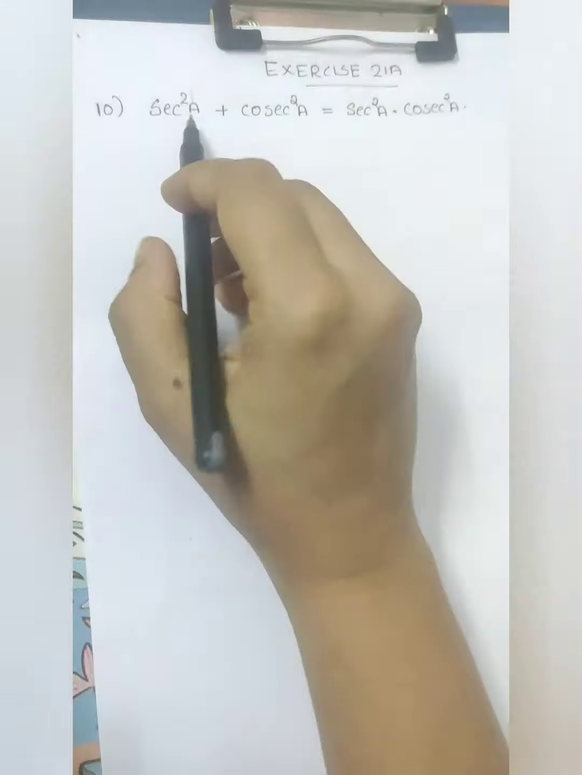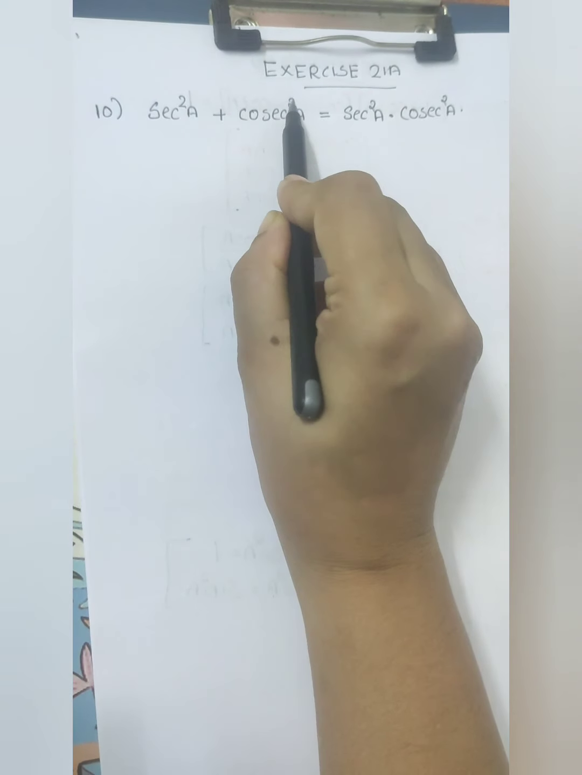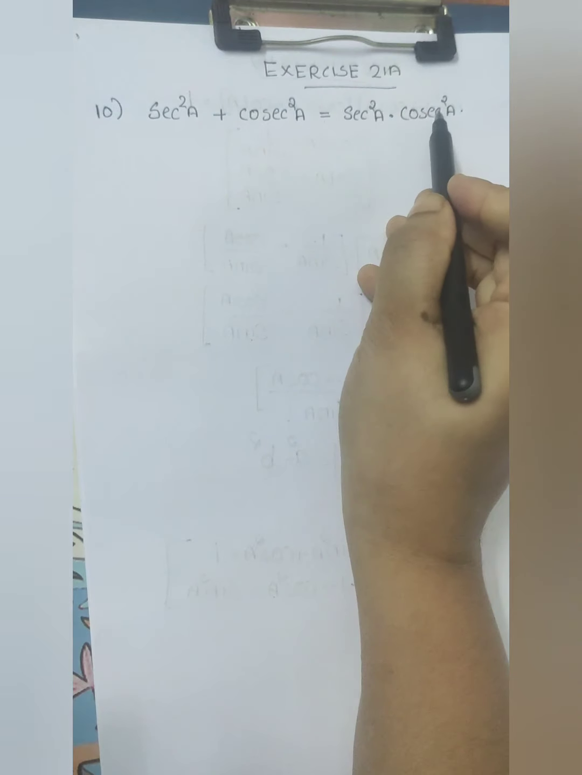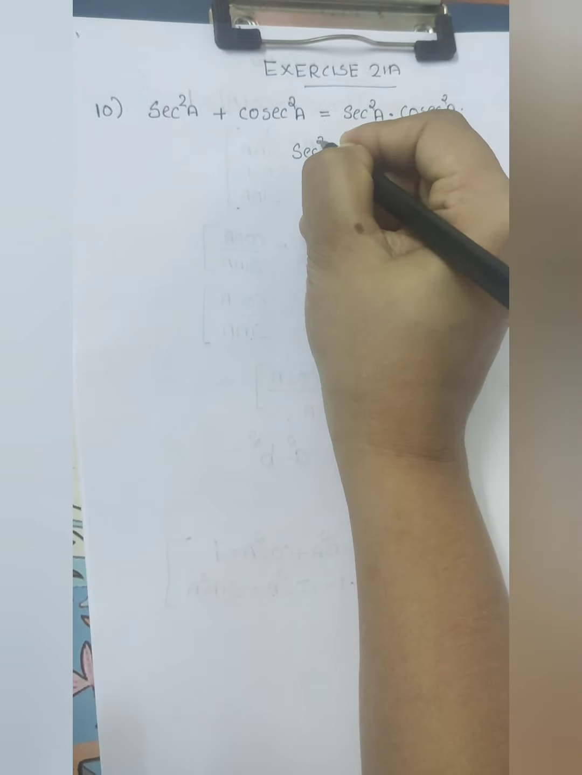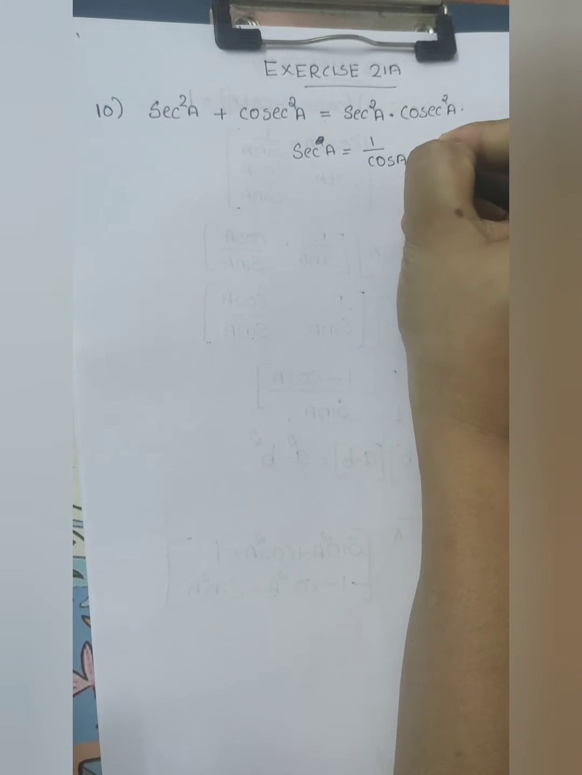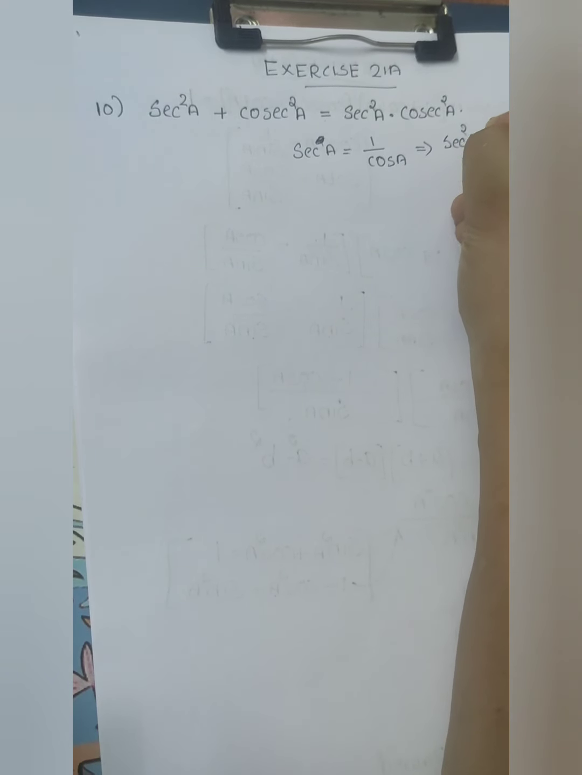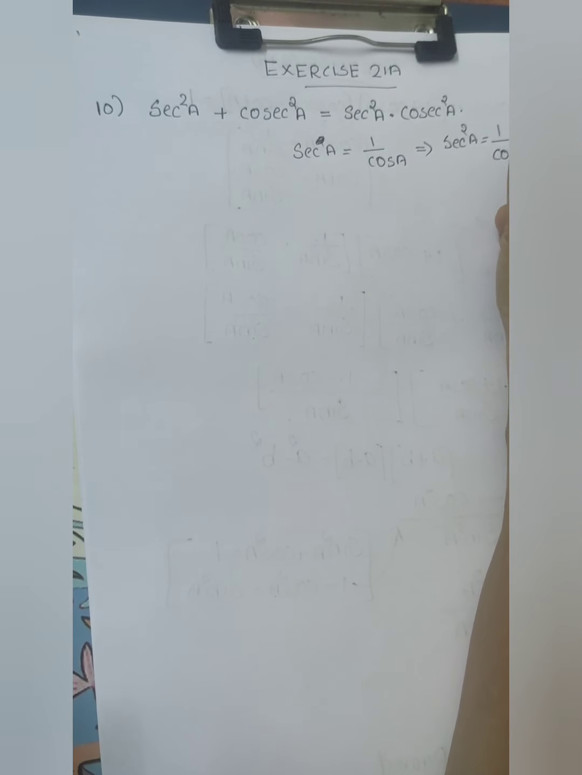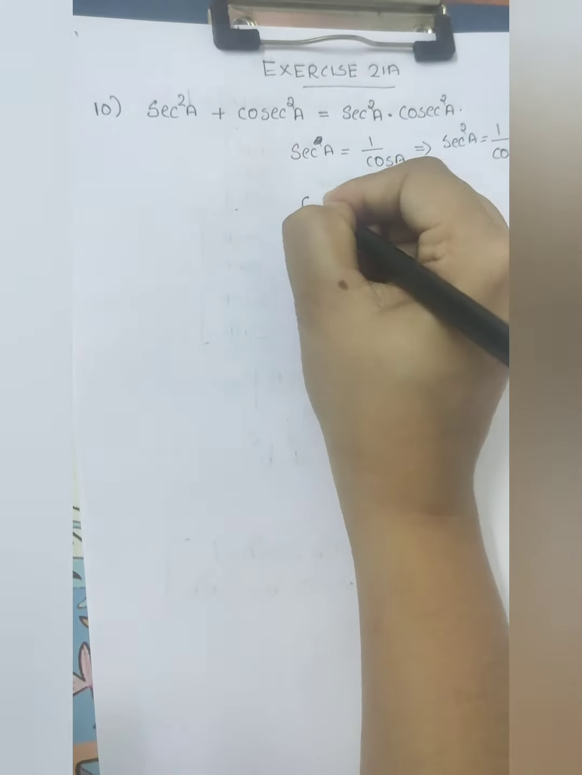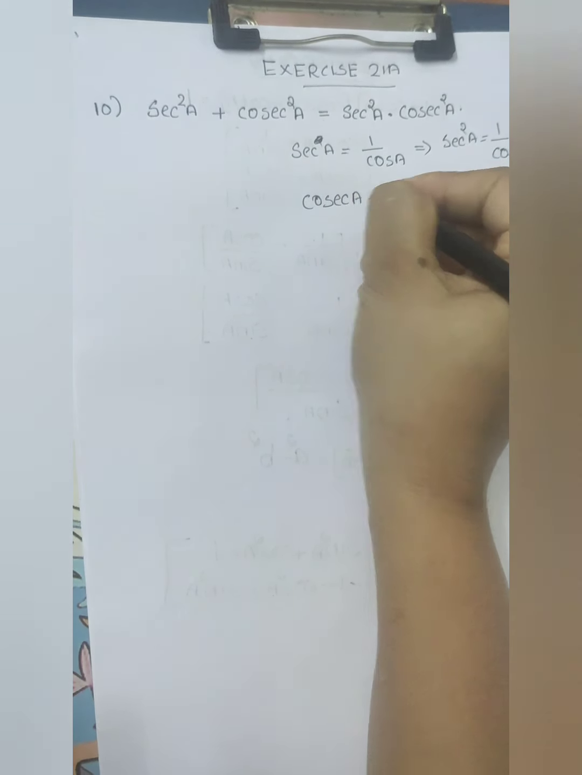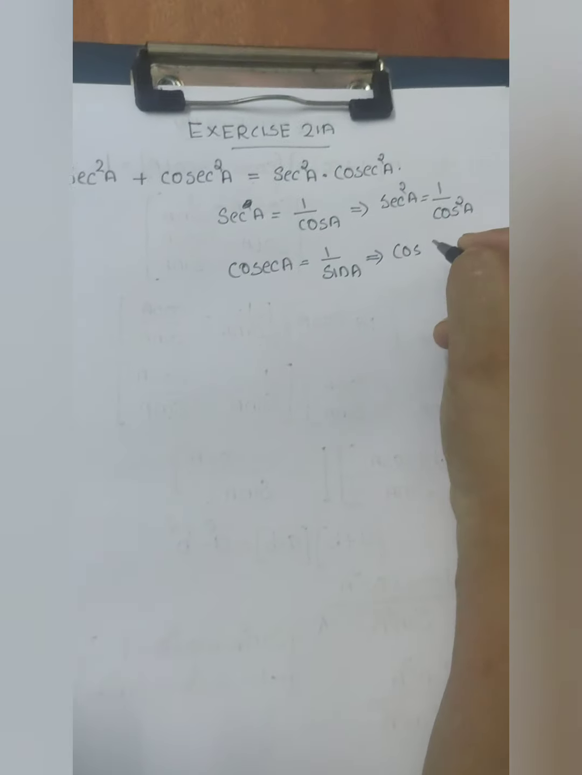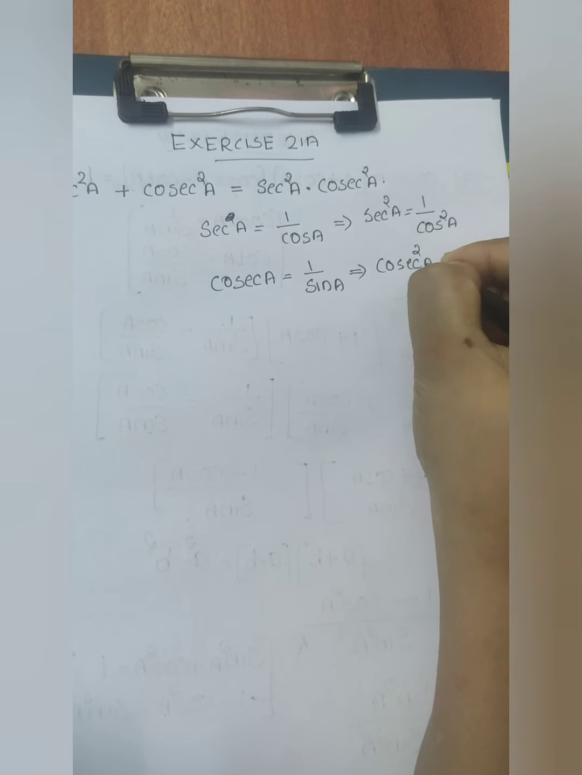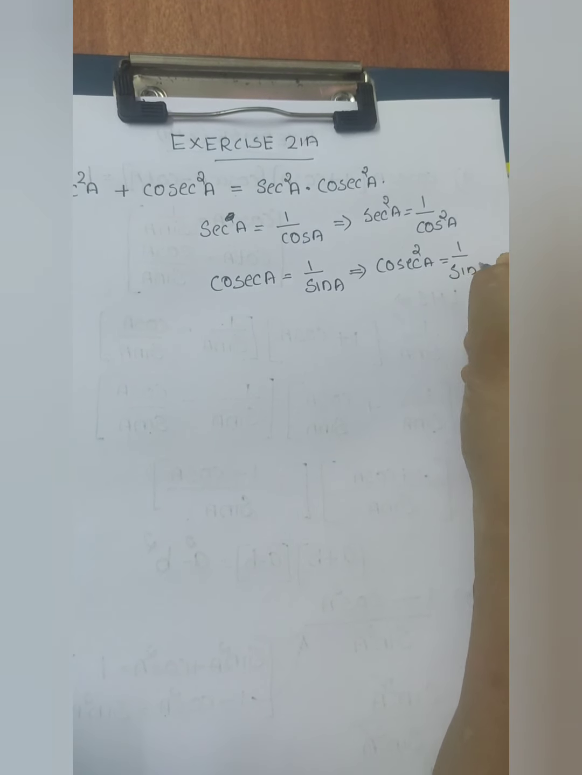Question number 10. Prove that sec square a plus cosec square a equals sec square a into cosec square a. From the reciprocal relationship, we have sec a equal to 1 by cos a. Then sec square a will be equal to 1 by cos square a. And we have cosec a equal to 1 by sin a. Then cosec square a will be equal to 1 by sin square a.